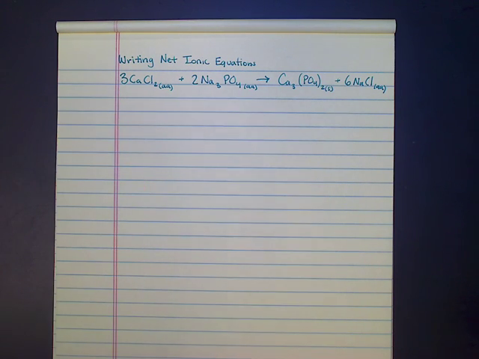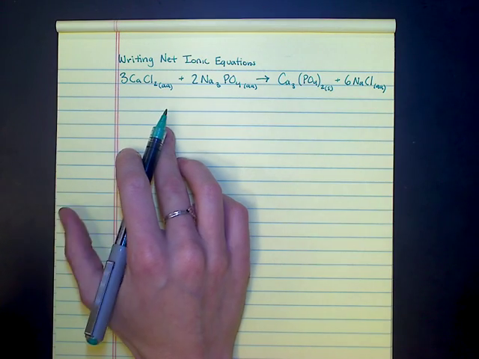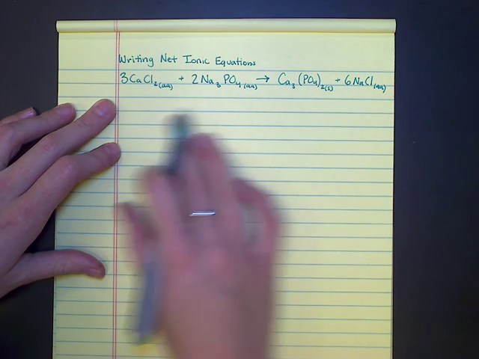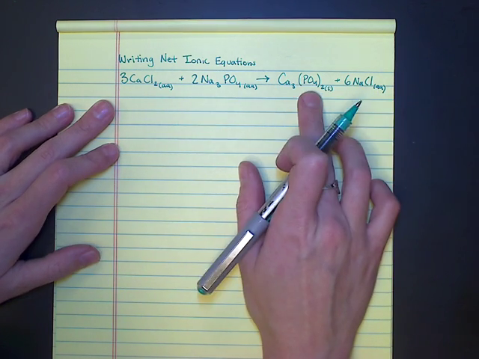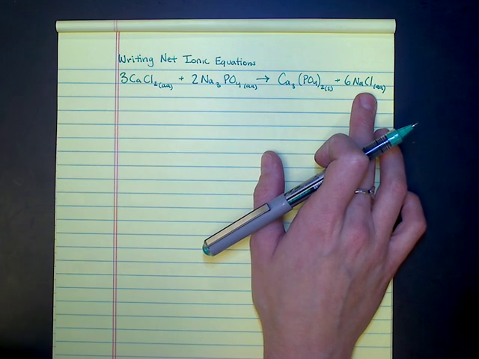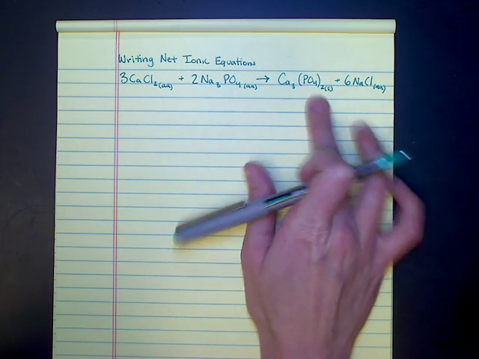Okay, so writing net ionic equations, there's a few steps you need to do. The first thing, you have to take a look at the reaction that you're starting with. If the reaction does not tell you which of your two products is solid, you have to use your flowchart to first identify what the solid's going to be, if you even have one in this product area.